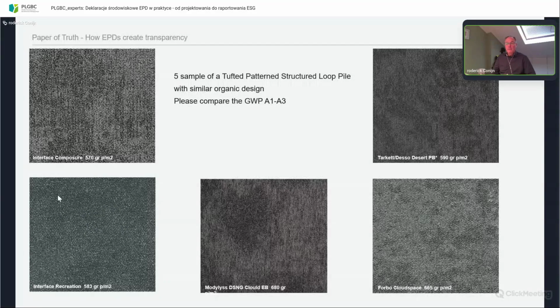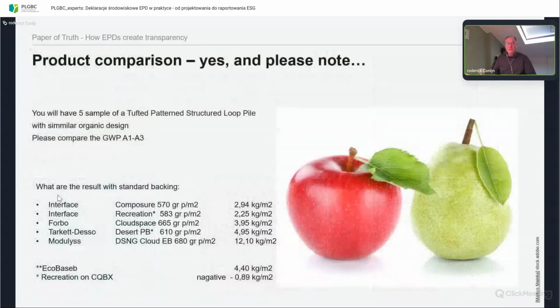So then again, if you are looking for an organic design which can be installed randomly, these five will meet that criteria. But if you're looking for an organic design which can be installed randomly with the lowest impact, here you can see the difference. And then again, Composure, impact of 2.94 kilos, which is really, really low. But even Recreation, because it has 100% recycled yarn, has an even lower footprint.